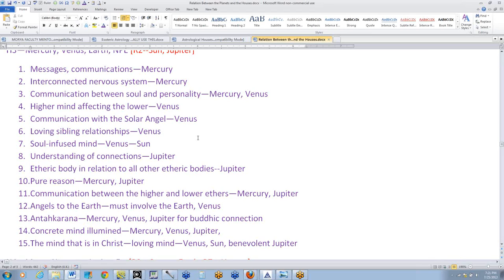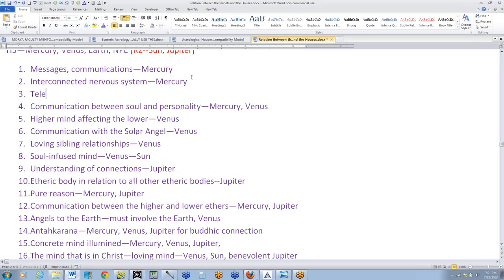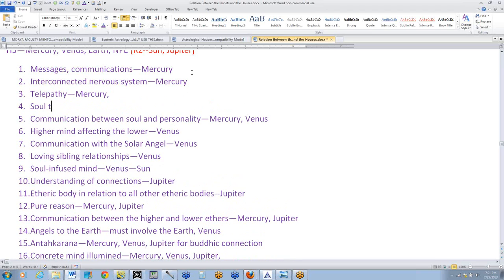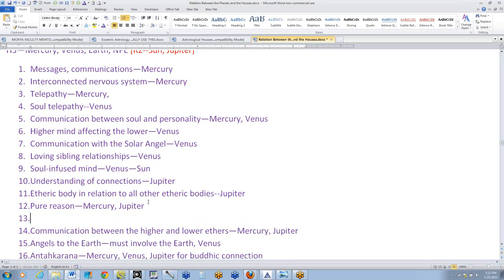unions on the, and I think I should include telepathy as well, shouldn't I? This is a house much connected with telepathy. Lots coming out in Gemini here. Telepathy is Mercury, and soul telepathy is Venus. And in general, the intuition, which I may have put here, pure reason, Mercury, Jupiter, and intuition, Mercury, Jupiter here again.